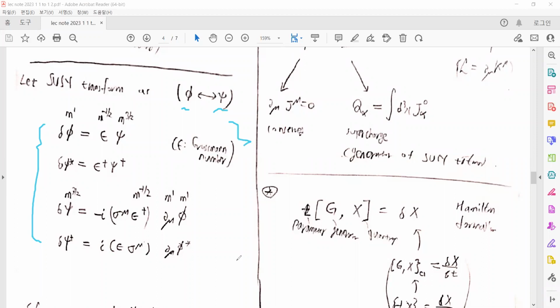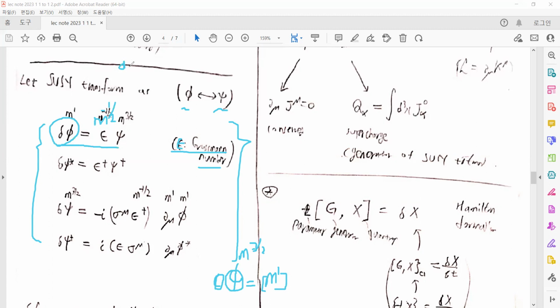First of all, we will introduce the Grassmann number, a small infinitesimal parameter epsilon, and actually this epsilon has a mass dimension of -1/2. This is because the scalar has mass dimension 1 and the spinor has mass dimension of 3/2, so the Grassmann number is -1/2. So let's define the supersymmetric transformations of the scalar field that apply to epsilon and psi.